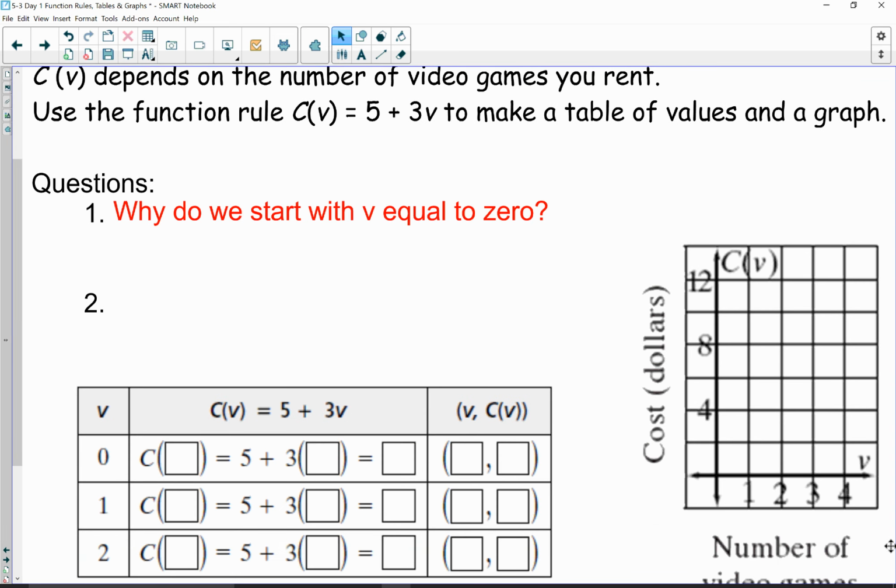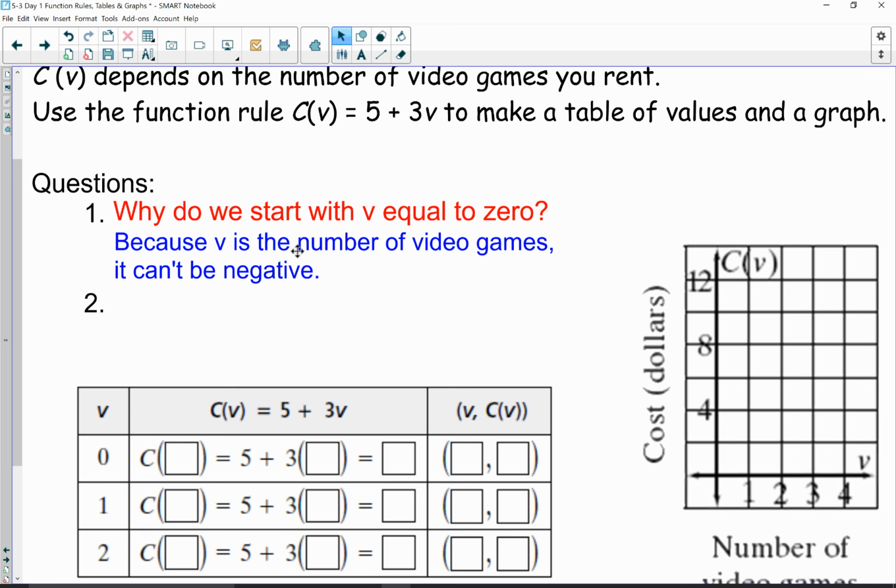If you look at the table, you'll see that we're starting with a value for v, our variable, of 0. And we have to think to ourselves, why are we doing that? Why does that make sense for this problem and what this problem is all about? Well, v represents the number of video games, and it can't be negative. So the lowest number of video games that you can rent is 0. That's why we use 0 as our first value.